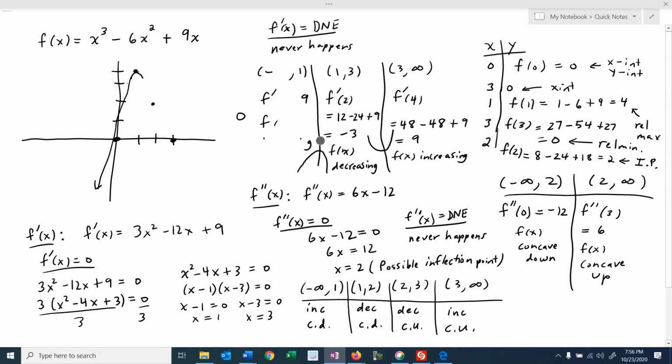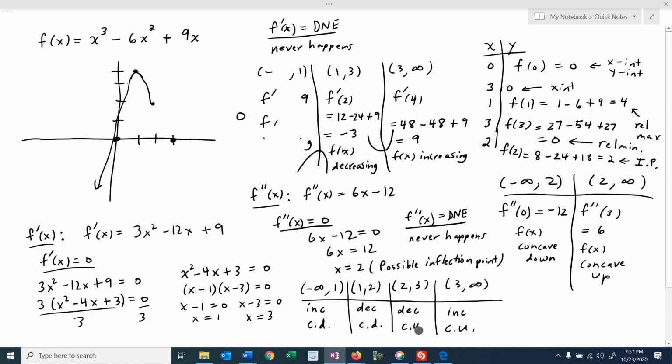And then it starts to decrease between 1 and 2. So here's 1 and 2, right? It's decreasing in here in a concave down fashion. So that's going to look like that. Right? That's decreasing, it's concave down.